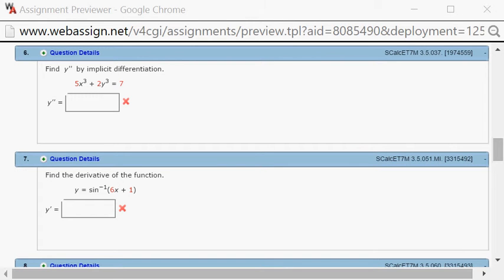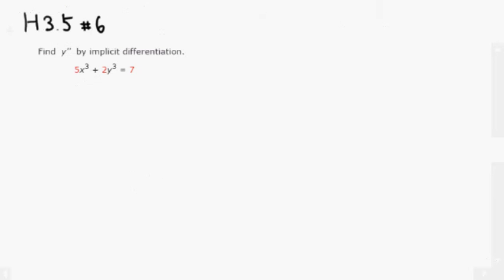Okay, let's look at homework 3.5, problem number 6. Alright, so we need to find y double prime by implicit differentiation. Right, so let's find y prime first.